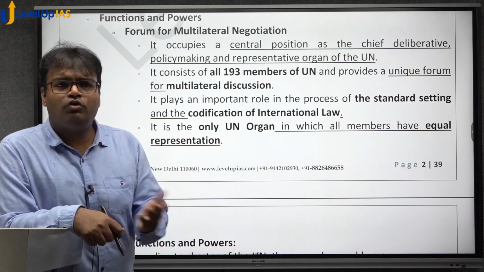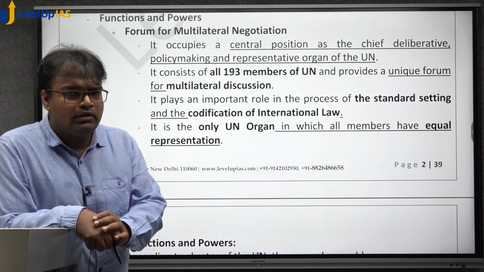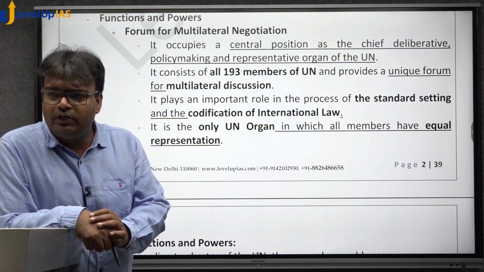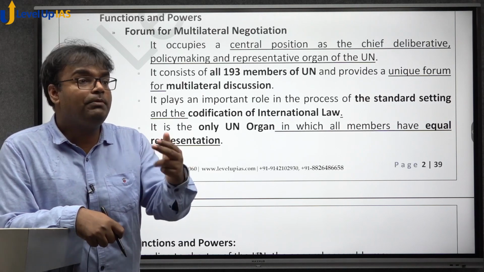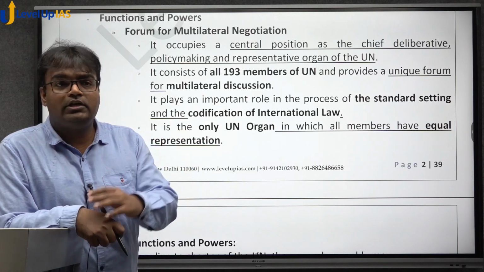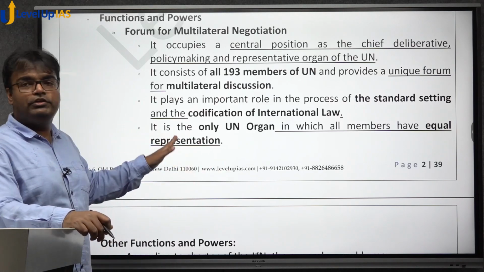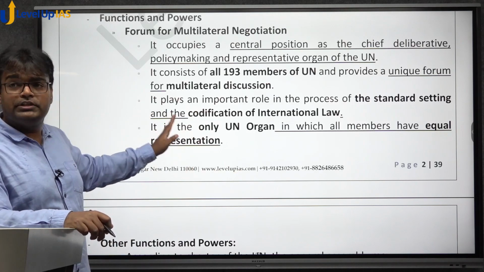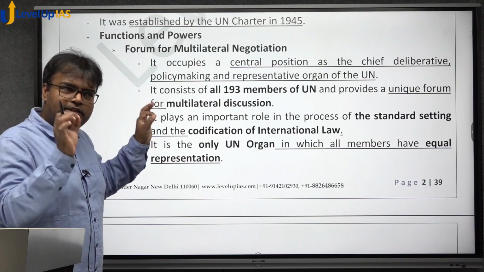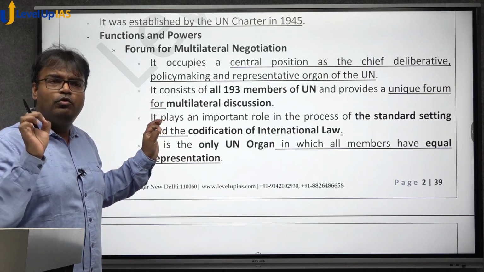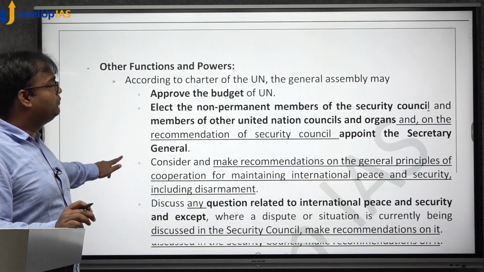We'll see that there are a lot of other UN organs, like UNSC. There only 15 members are part of UNSC at one time. WHO is there, ILO is there, but not all the members of the United Nations may be part of WHO, or part of the International Labour Organization, or other such organizations. But this is one organ in which all members have equal representation. Now, other than being the chief deliberative body, what does the United Nations General Assembly do? What are its functions and powers?